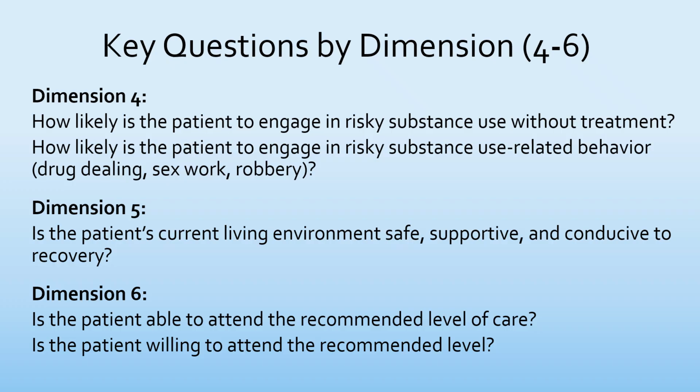In dimension 5, we want to know what the client's current living environment looks like. Is it safe? Is it supportive? And is it conducive to recovery? Finally, in dimension 6, is the client able to attend the recommended level of care? So if I say you need to go to 3 or 4 groups per week, but it's 30 miles from your house and you don't have a good means of transportation, that's probably not the best recommendation. We might need to look at some alternative. And then, is the client willing to attend the recommended level?